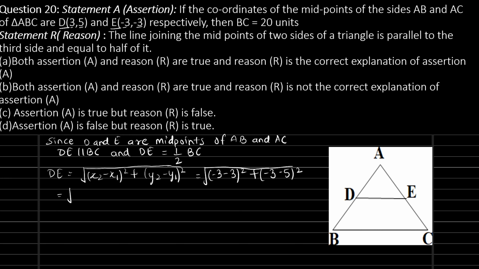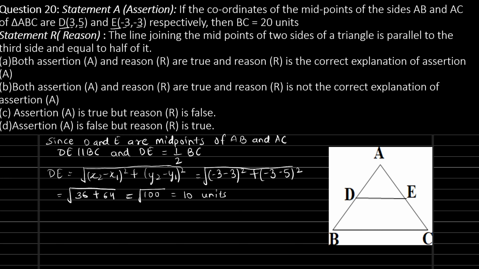Now let's simplify it. Square root of (-3 - 3), that is -6, whose square will be 36, plus (-3 - 5), that is -8, whose square will be 64. Now 36 plus 64 is 100 and its square root is 10 units. So definitely, with these coordinates given for points D and E, DE equals 10 units and it implies that BC will be equal to 20 units.